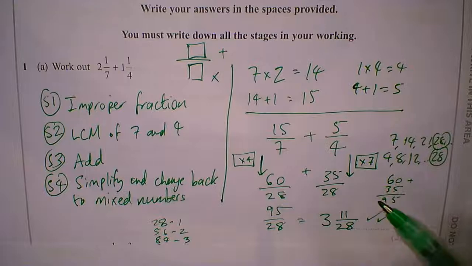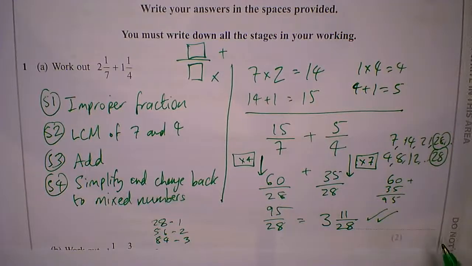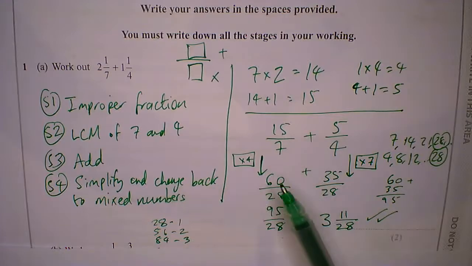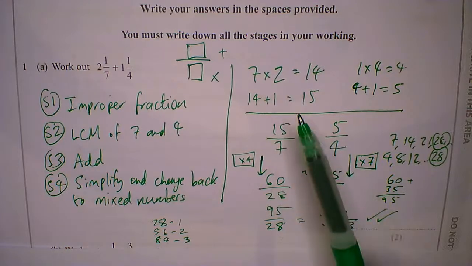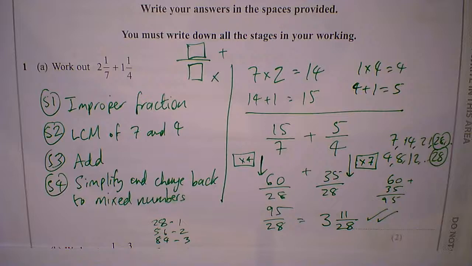So a lot of work for the first question, and that is worth 2 marks. I've shown you the longest possible way. There are obviously shortcuts. You can do a lot of this in your head so that you can get to the answer. So that's question 1.